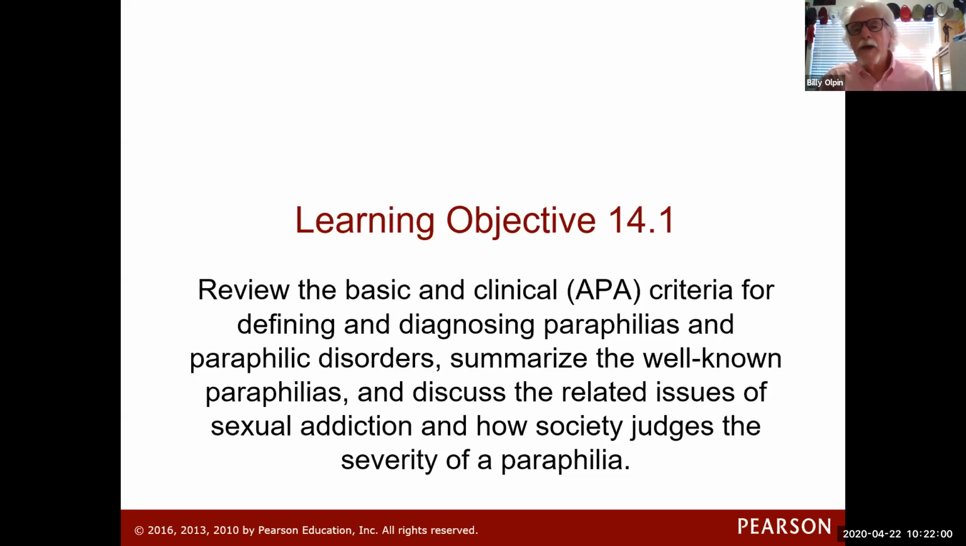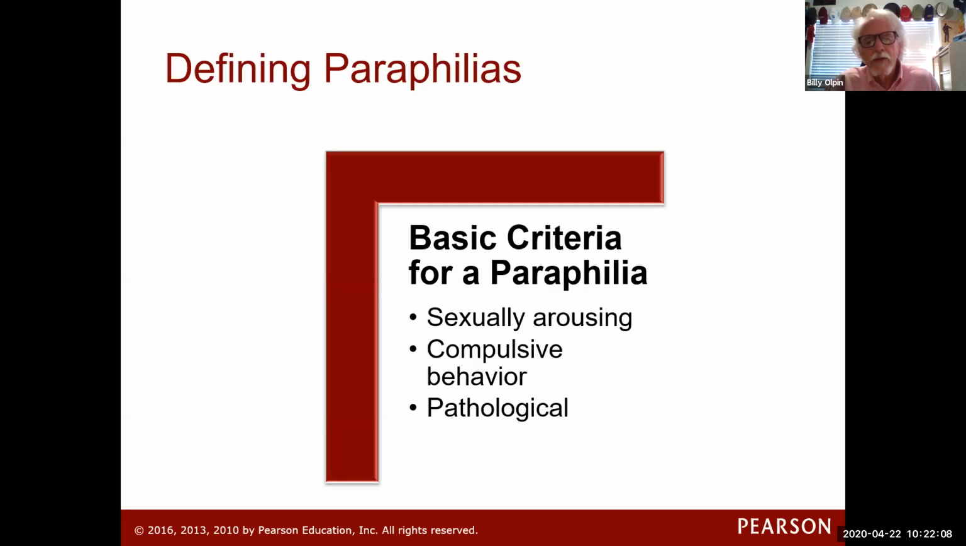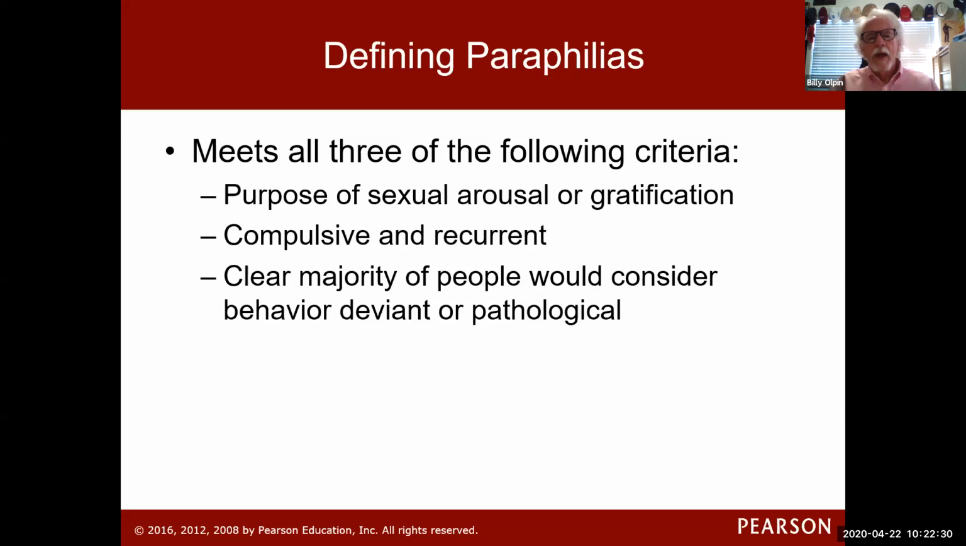So we're going to talk about the APA, the American Psychological Association, and how they deal with that. Paraphilias, as a group in the DSM, have some criteria. They have to be sexually arousing. The behavior has to be compulsive, meaning the person doesn't have much control over it. And of course, it has to be pathological, and by that we mean that most people would consider this behavior deviant.